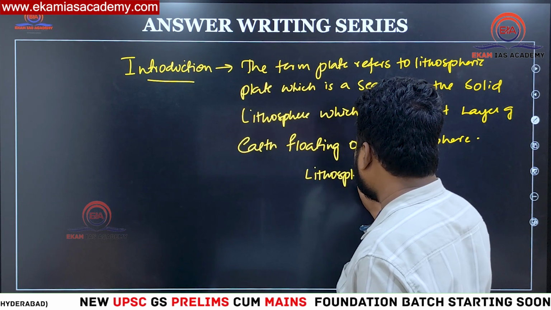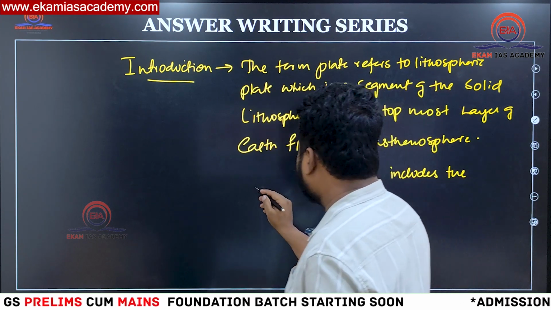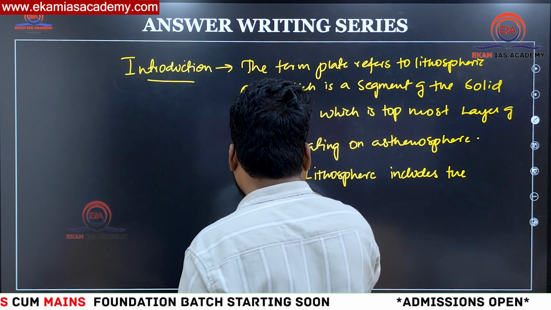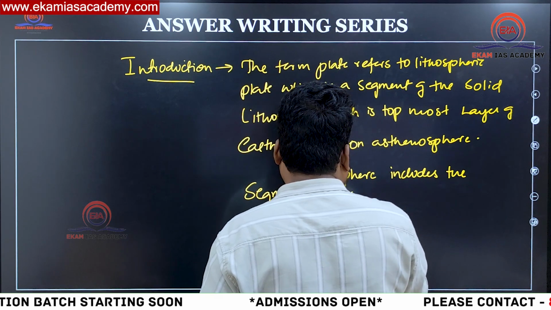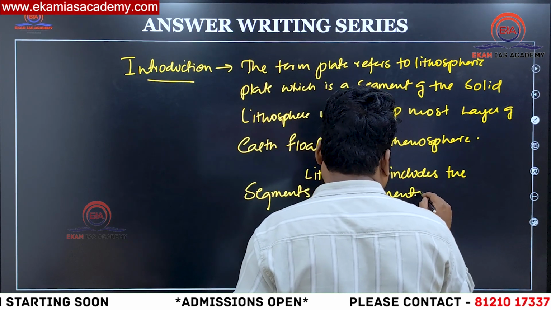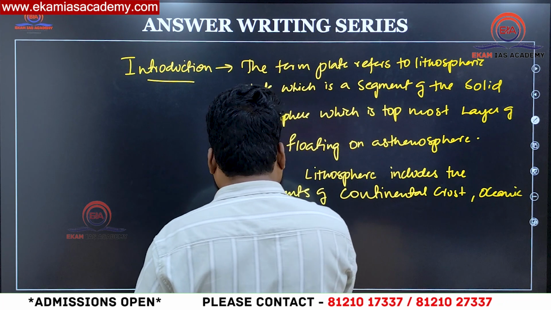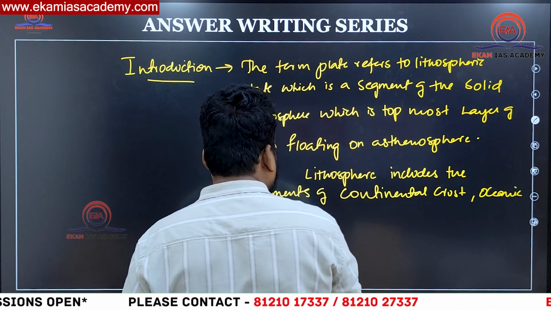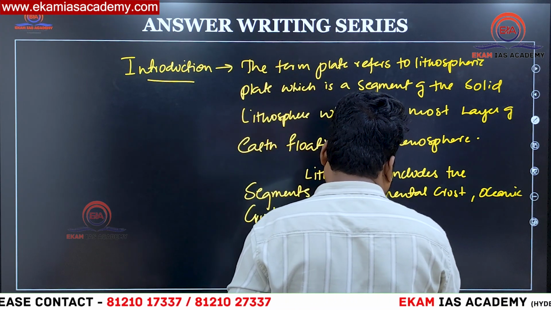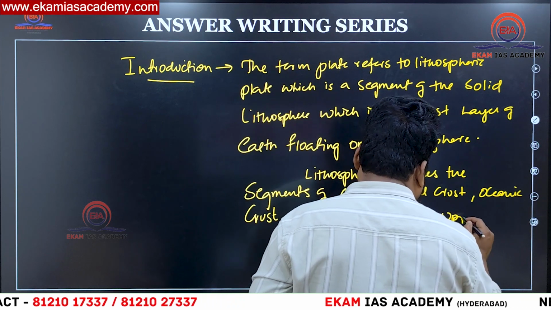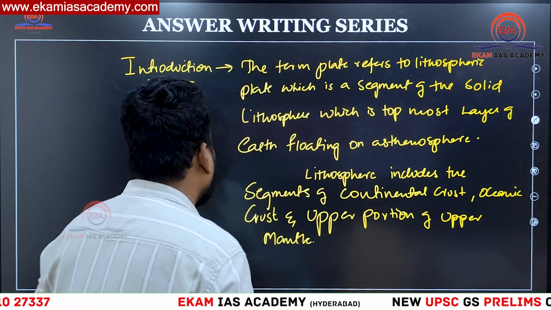Lithosphere includes the segments of continental crust, oceanic crust, and upper portions of upper mantle. So this generally becomes the portion of lithosphere.